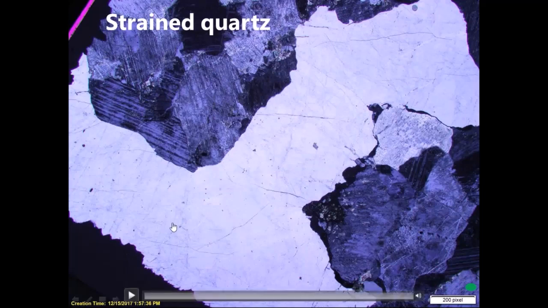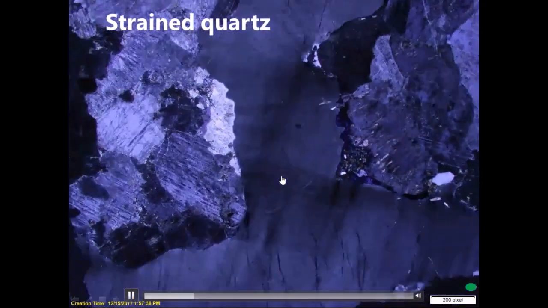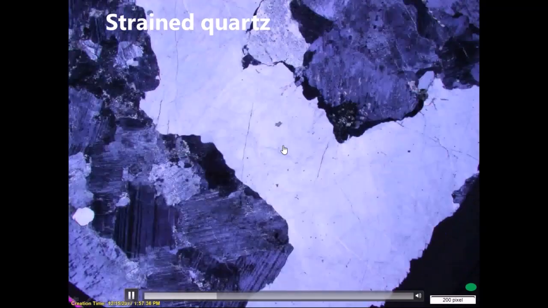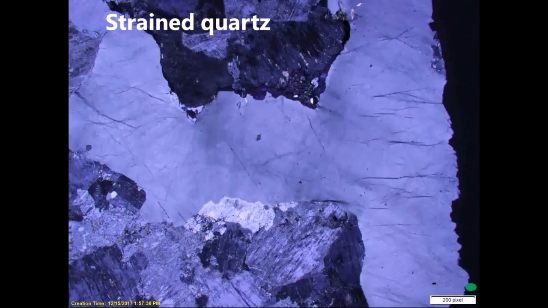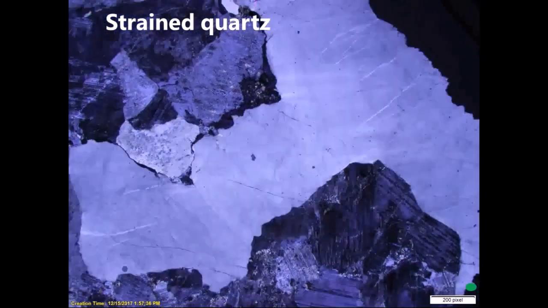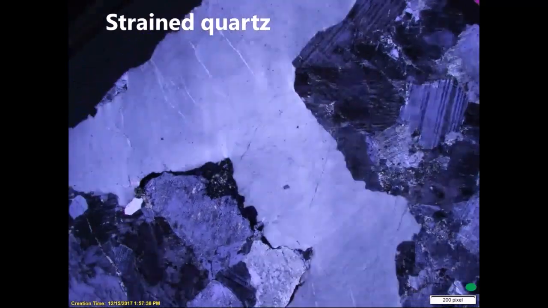So watch the video here. Let's see if we can get it to work. So as I rotate the stage, see how the quartz goes dark on the edges and then fades into the center. Dark in the center and fades out to the edges. See that? So that tells me that this quartz is strained.